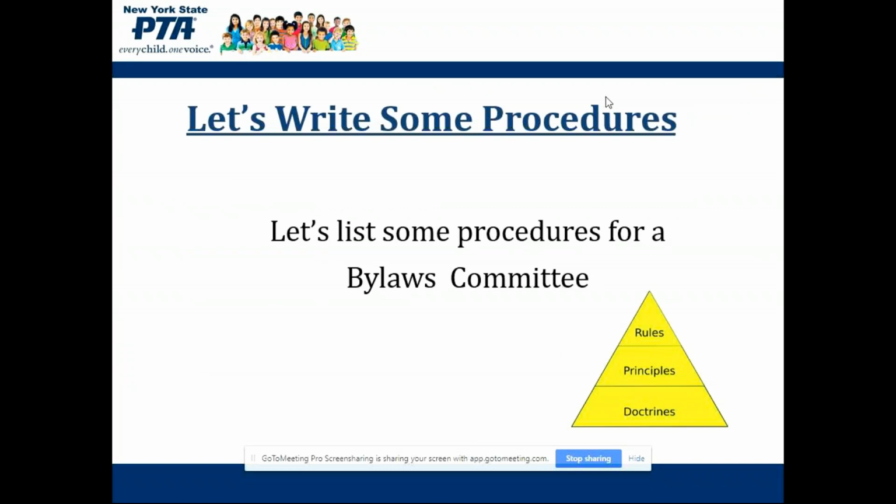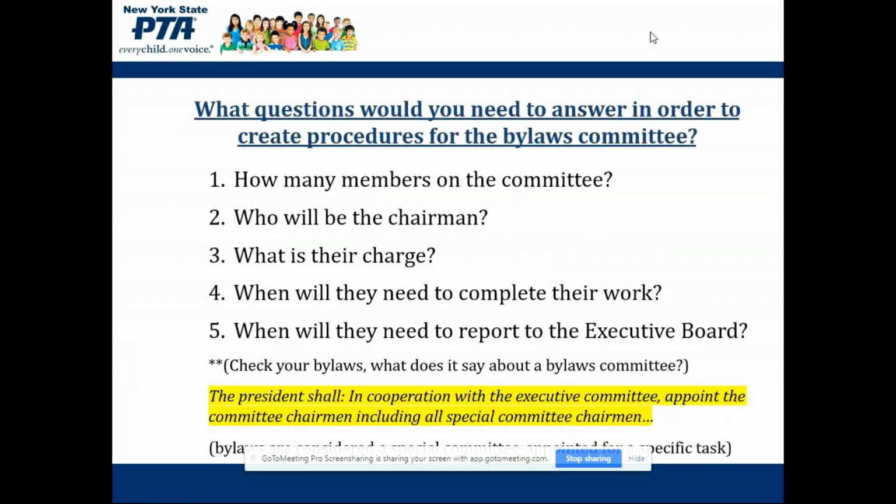So what are some questions we would want to ask? Well, first, how many members do we want to have on the committee? For a bylaws committee, maybe 3 to 5. You don't need a large committee, okay? But you do want members from the executive board and members from the general membership. Who will be the chairman? That's another question. What is their charge? In other words, what is it that the bylaws committee is supposed to do?